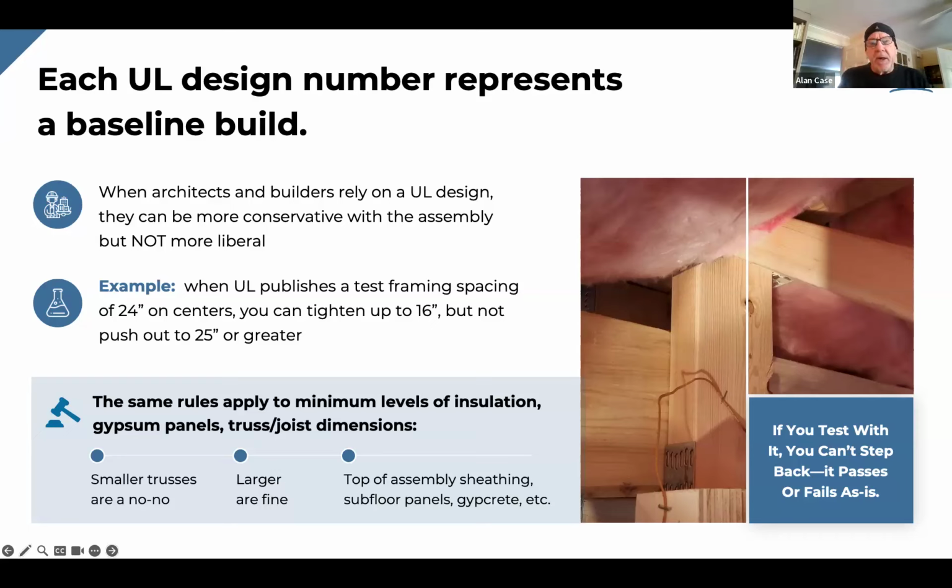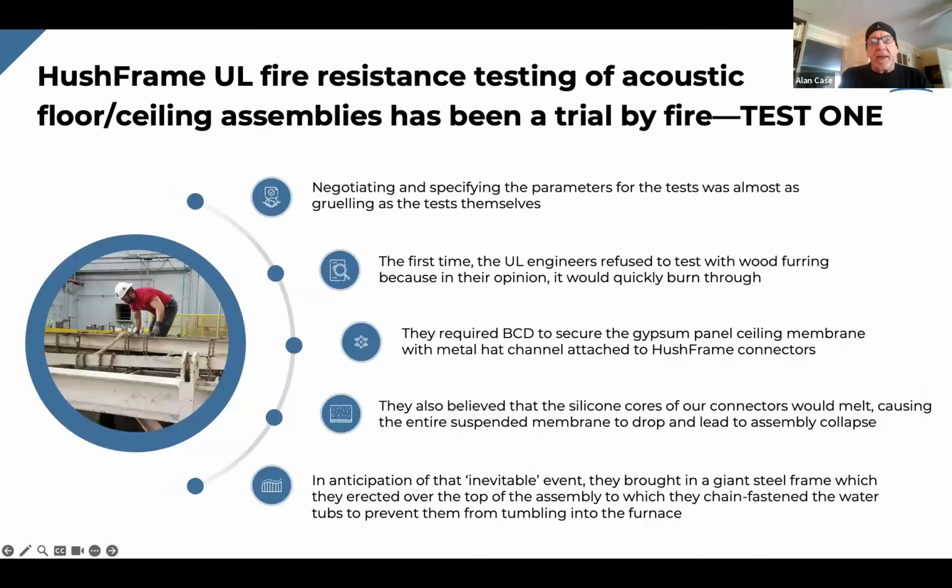This first test that we performed there was done with a metal hat channel because UL didn't believe that a wood truss or wood furring system would survive the chamber. They were expecting an early collapse, and so they put me through a few hoops before they would run it. So we did the first test with metal hat channel, and obviously we survived that, and we came through with a UL design for that. We returned a year later and tested again, only with wood furring this time, and way outperformed the metal hat channel with the wood furring test.